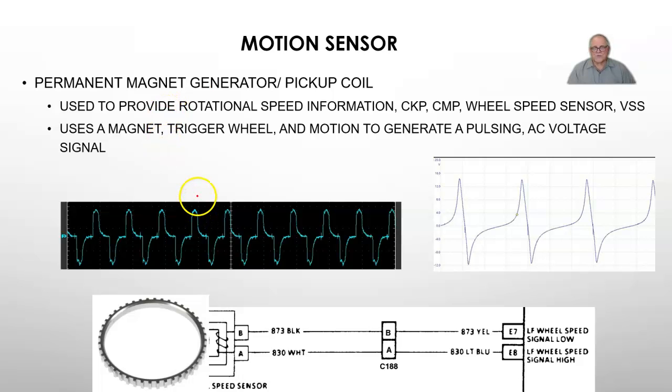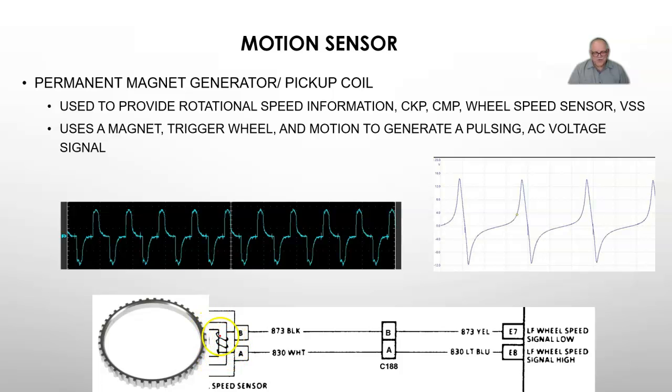This will monitor rotational movement. Crank sensor, cam sensor, wheel speed sensor, vehicle speed sensors, things that we're going to be rotating. This is by far the least expensive sensor that's out there, and it works good. Take a look down here at the bottom. This part right here is going to be a magnet.